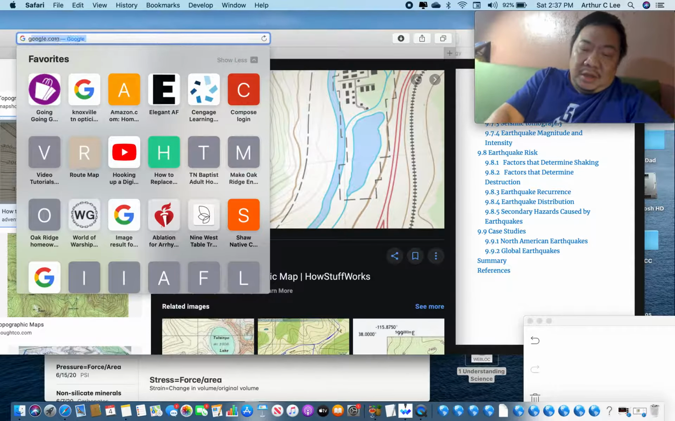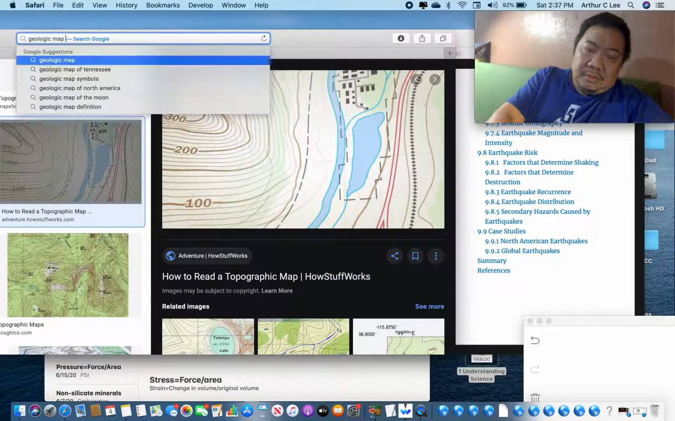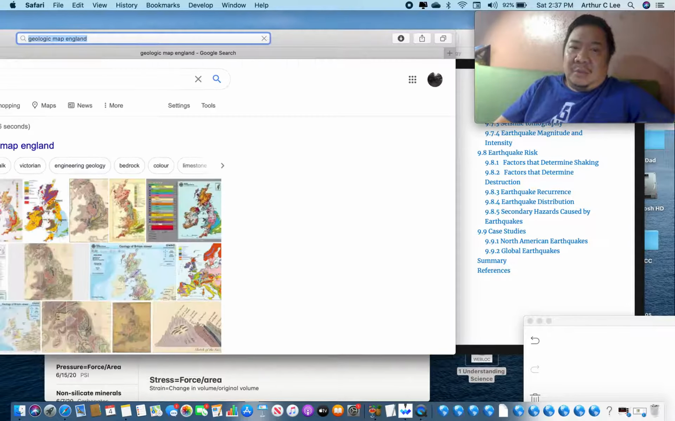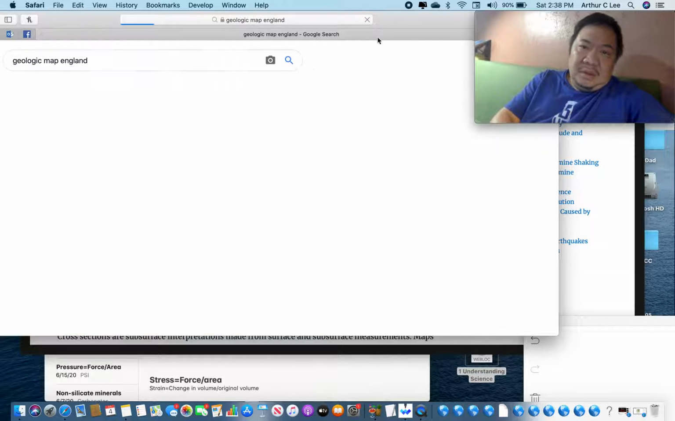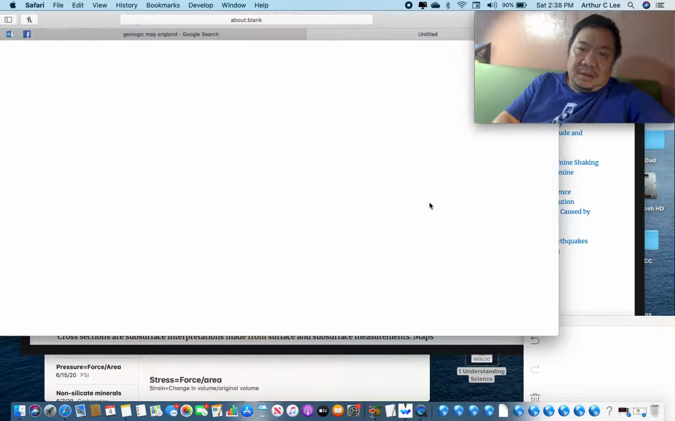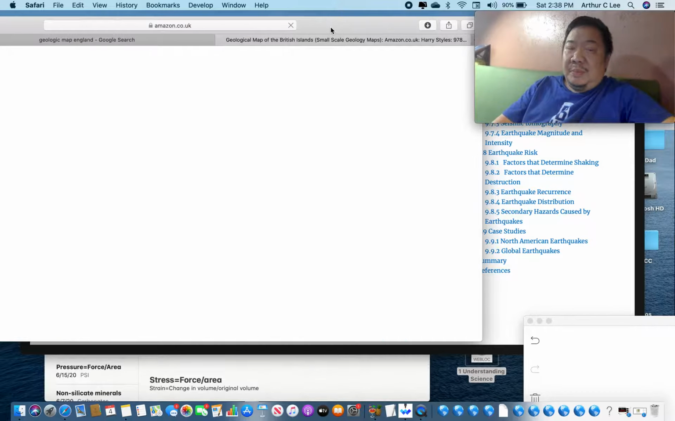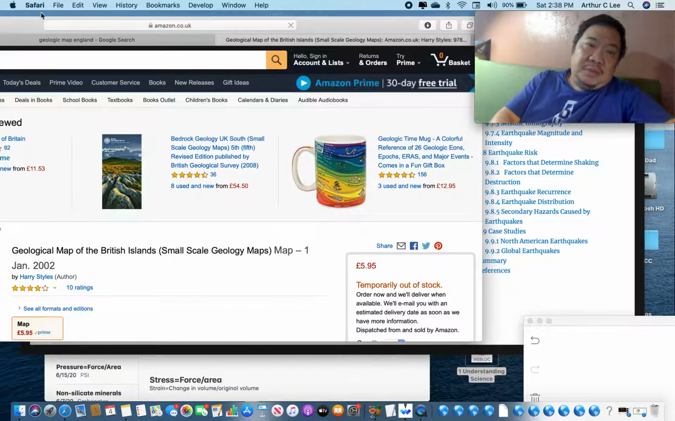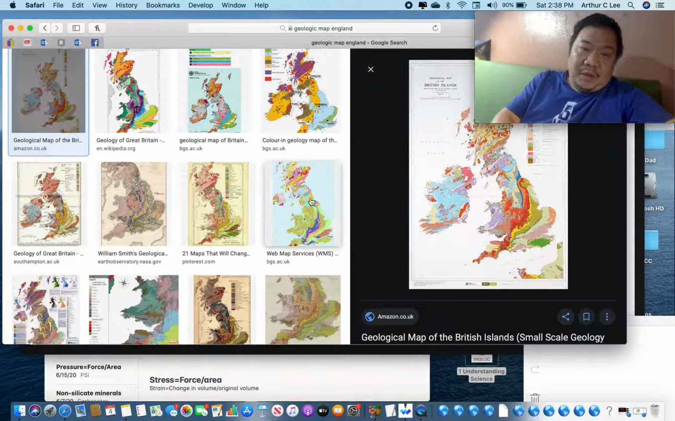But now let me show you what a geologic map is. I'm going to show you the first geologic map ever made, and it was made in the United Kingdom, Great Britain, by the Royal Geological Society. It was made by William Smith, by the way. William Smith is the one who came up with the principle of fossil succession.